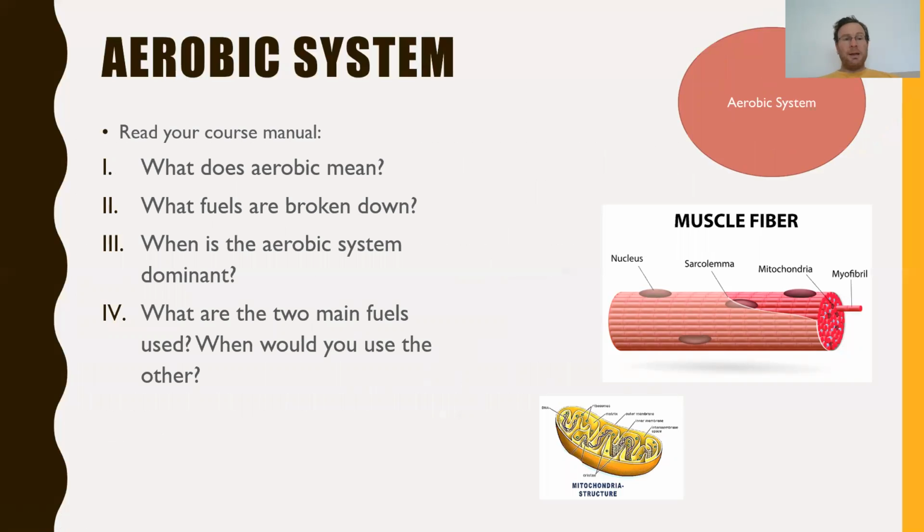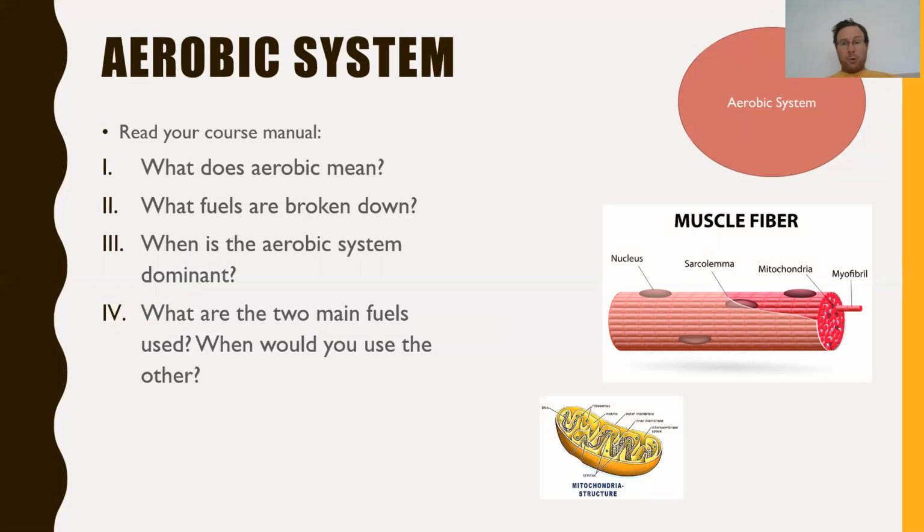So where does it all take place? Well, I want you now to just pause briefly to read your manual. Read your aerobic section of your course manual. And what I want you to do is answer these 4 questions. What does aerobic mean? What fuels are broken down? When is the system dominant? And what are the 2 main fuels used? And when would you use the other fuel? So just go to your course manual and answer those questions. I'm going to count you into pause. 3, 2, 1, pause.